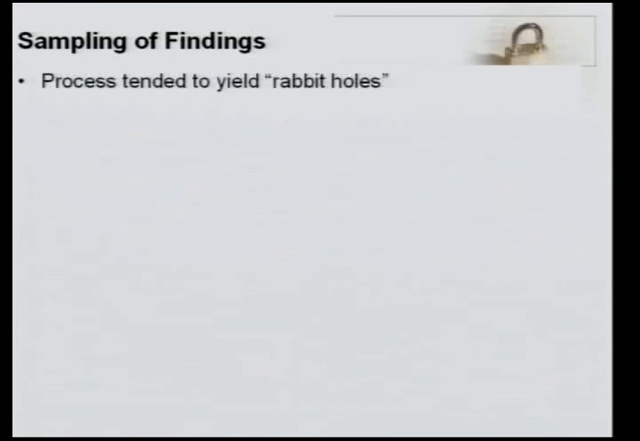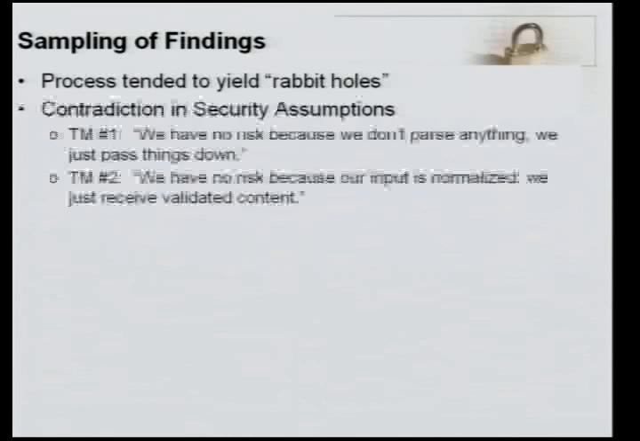One thing we found is that the process tended to yield what we call rabbit holes. What I mean by this is you sit down with the team and you start to whiteboard their component, and it turns out that component's actually not that interesting. But they have a dependency on a component, and that dependency is really interesting. And so this iterative, recursive drilling down through dependencies is something that would happen quite often.